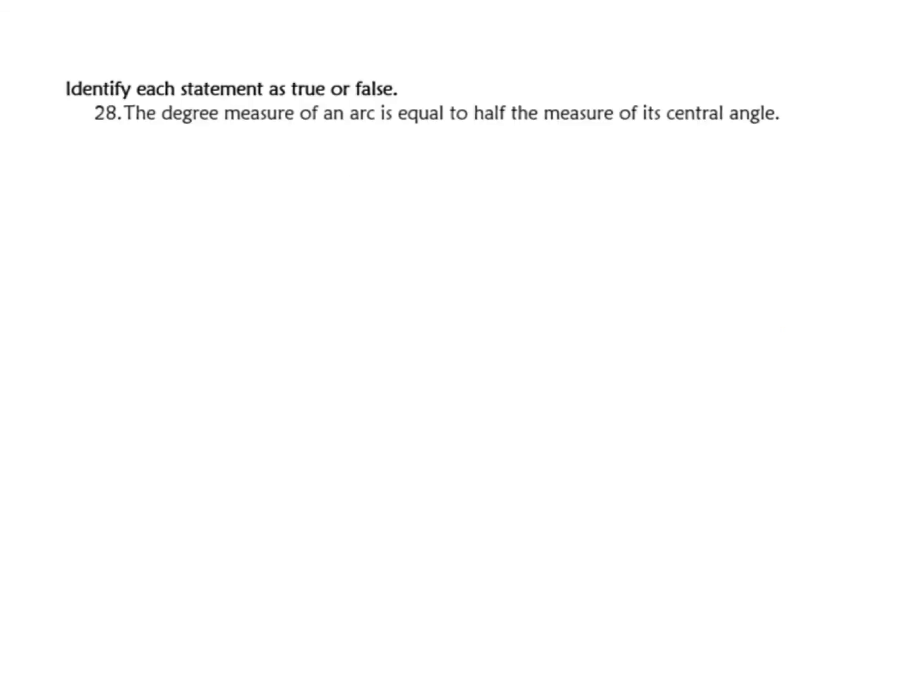All right, so identifying each statement as true or false. Number 28 says the degree measure of an arc is equal to half the measure of its central angle. Okay, so that's false, because remember, my central angle, whatever that is, defines what the arc measure is. What they're describing is an inscribed angle, so this is false.